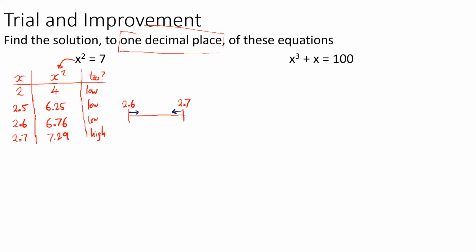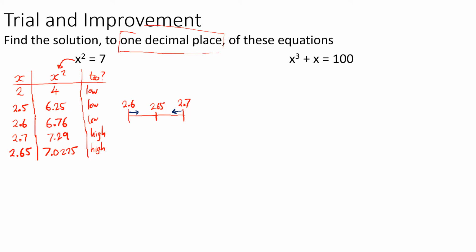But which one does it round to? Does it round to 2.6? Does it round to 2.7? We actually have to do one last check here, which is the number 2.65, somewhere dead in the middle of our 2. We want to see if our answer is closer to 2.6 or closer to 2.7. If we square that, we get 7.0225, which is very, very close to 7, but is not 7. It's still slightly too high.